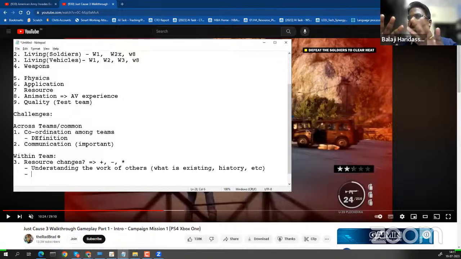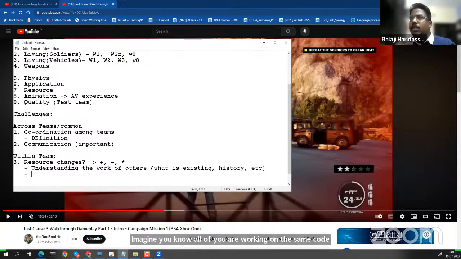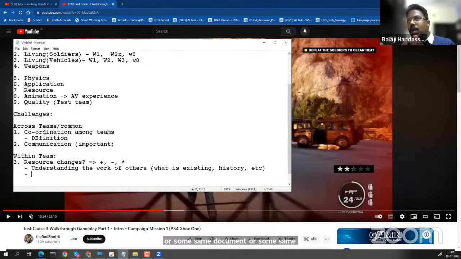Imagine all of you are working on the same code or the same document or the same work. Considering that, what type of problems you may face?